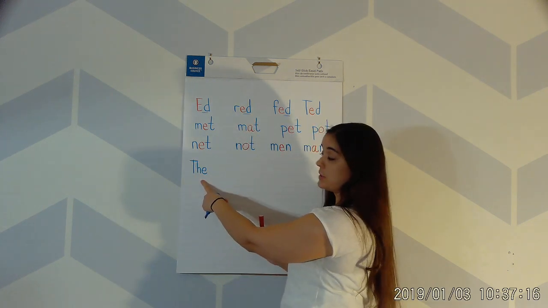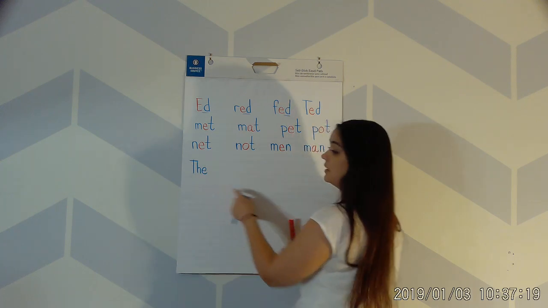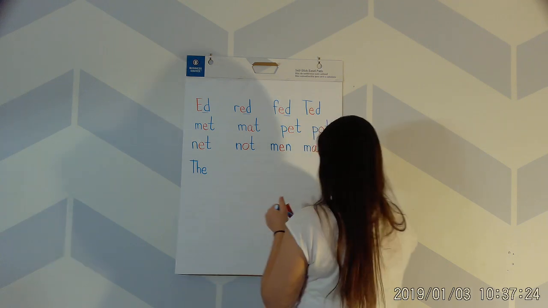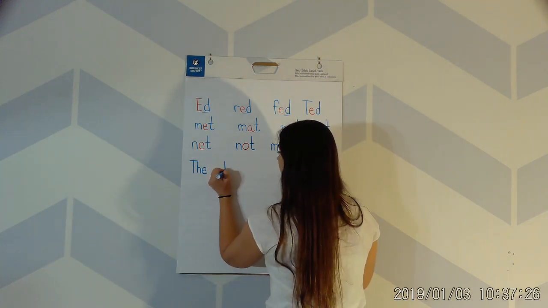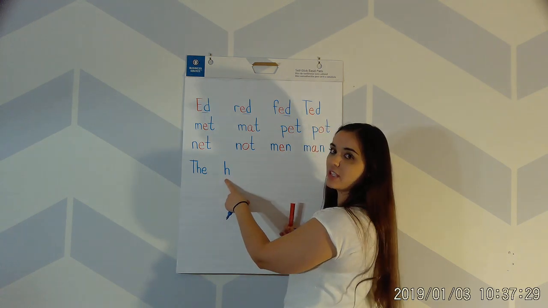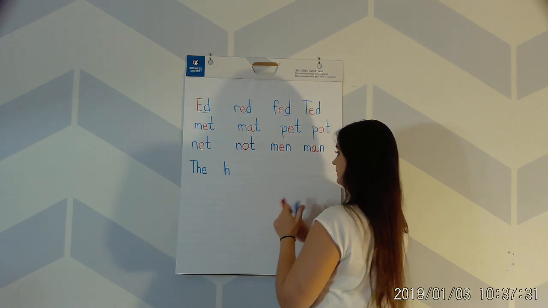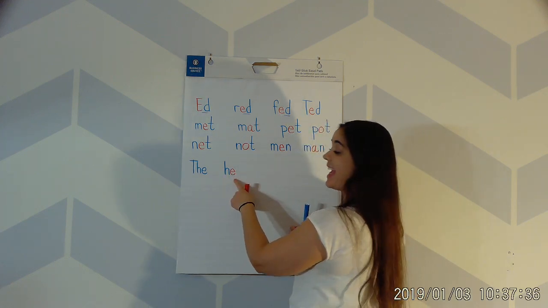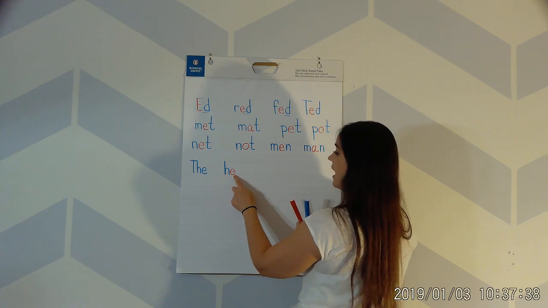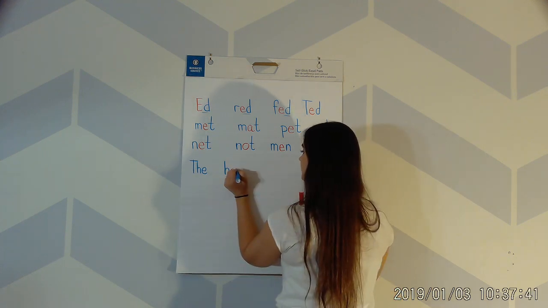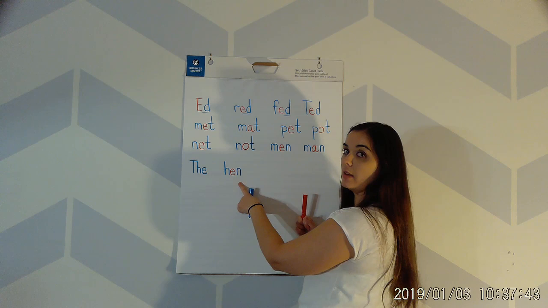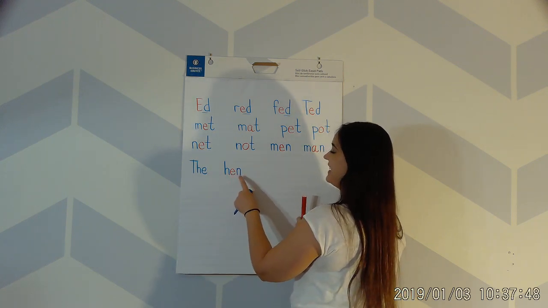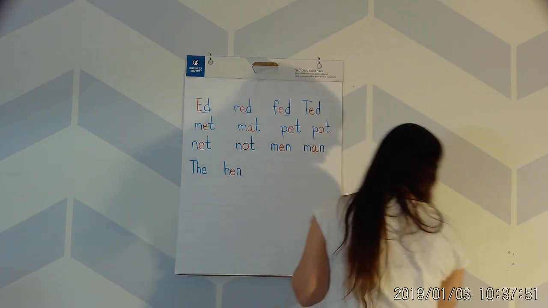So remember, this is one of our high frequency words. We cannot sound this word out. We just have to look at it and know that THE is what word? The. Thank you. So H, what does H say? And E, like egg, what does that say? Eh. H, he. And N says what? All right. He, hen.